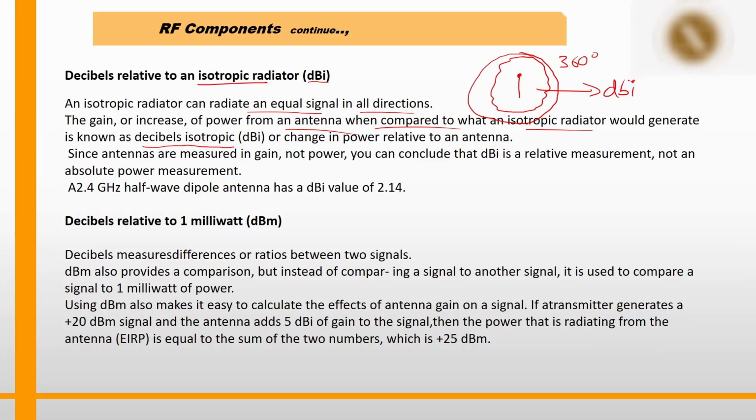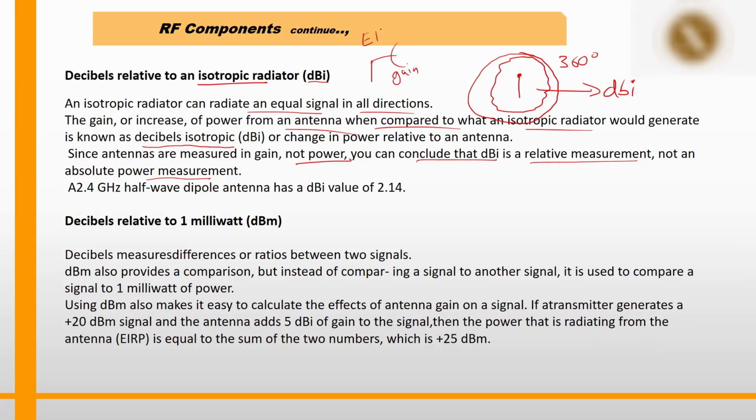So when you are sending the radiation or a wave isotropically, then it is measured in terms of dBi. Since antennas are measured in gain, not power, you can conclude that dBi is a relative measurement, not an absolute power measurement. Okay, so when an antenna is providing gain, it will boost the signal.